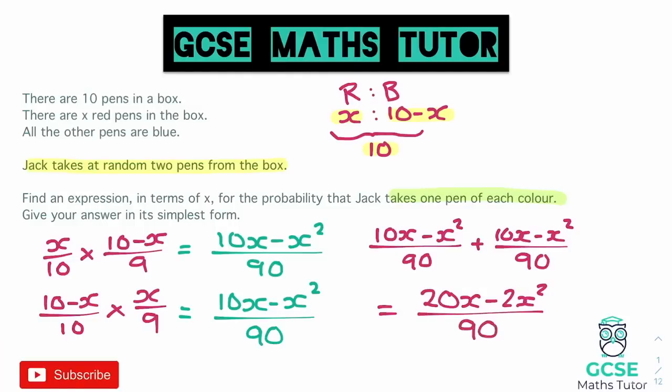It does, however, say here, give your answer in its simplest form, and if we have a look, we can divide the top and the bottom by 2. So if we divide everything by 2, we'll have 10x again on the top, minus 1x squared, and also 45 on the bottom, dividing that 90 by 2. And there we go, there's our final answer, 10x minus x squared all over 45. Cool, so that's our second question.